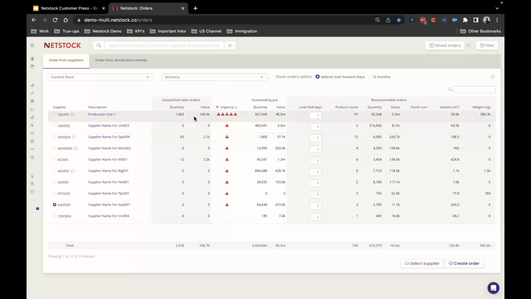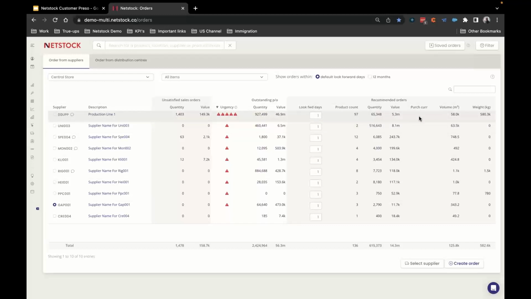We have unsatisfied sales orders against the supplier. We can even rank them by urgency. So we can see this is the most urgent order. It's got the most potential stockouts, and stockouts against the supplier with no orders against them. We can see outstanding purchase orders that are inbound. And then over here on the right, we can see the number of products that have gone through the reorder point and need to be ordered.